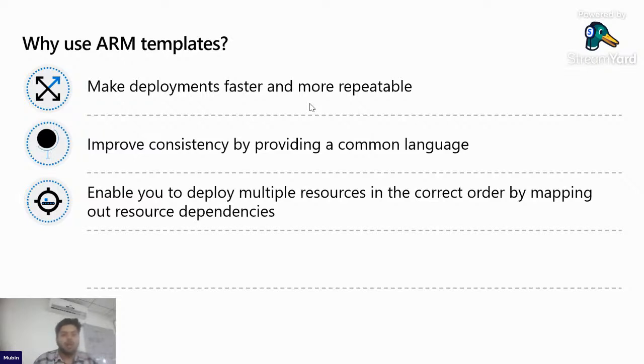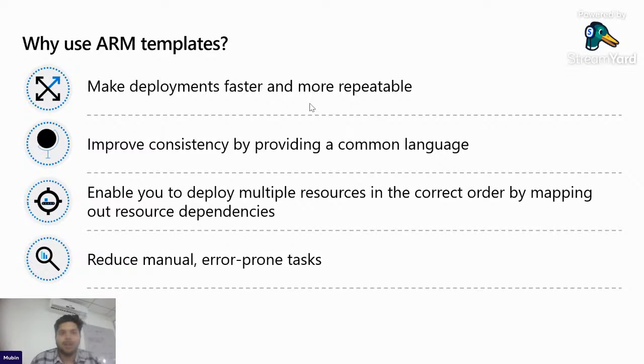Then you have this point wherein you can deploy multiple resources and map their dependencies. In a cloud environment, you have multiple resources which are interdependent. Many a time, if you are provisioning resource A which is dependent on resource B manually, you might face issues, like provisioning resource B first when it has a dependency with resource A. That might introduce manual errors, and you might have to destroy the whole environment and create it again. If you use ARM templates, it eliminates those kinds of problems. That is the same point, that it reduces manual and error-prone tasks.